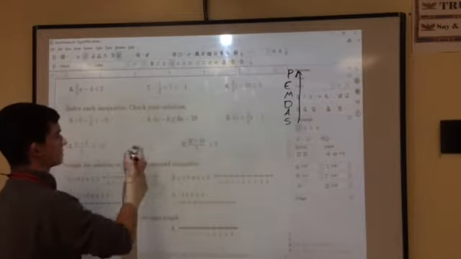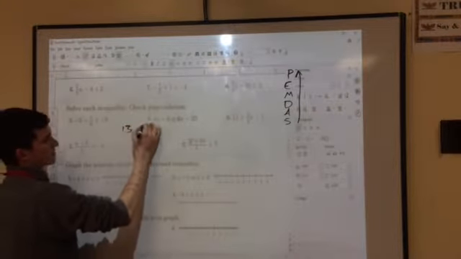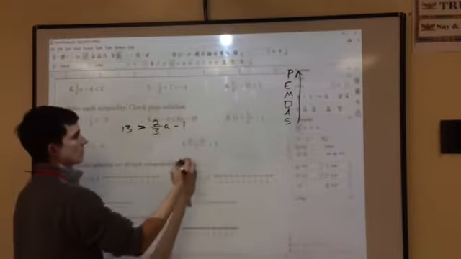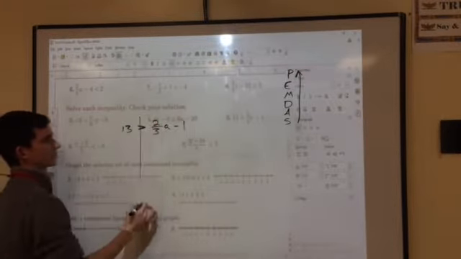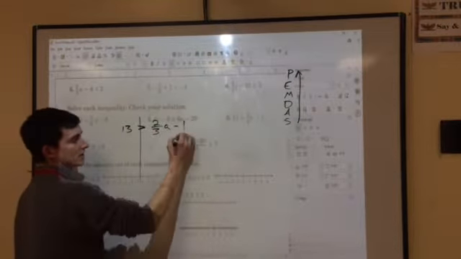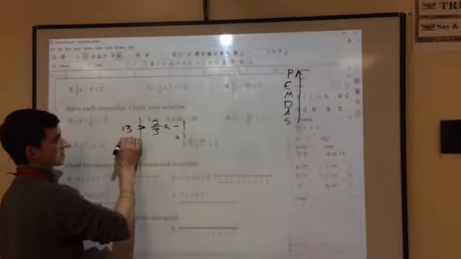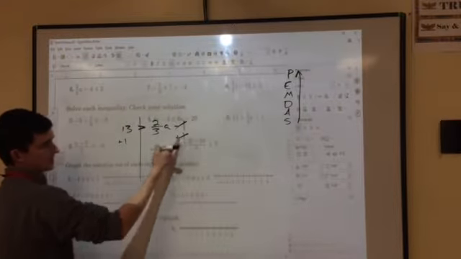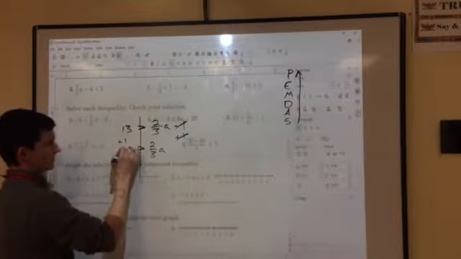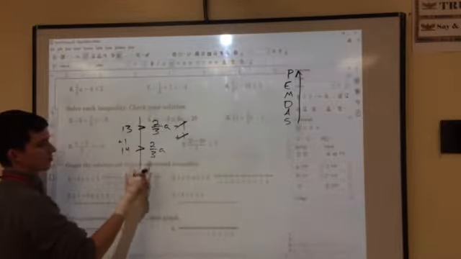All right. Doing number 5. Number 5 is 13 greater than 2 over 3a minus 1. Okay, so if I'm solving for a, I need to get rid of 2/3 and that minus 1. Start off with the minus 1. Opposite of minus 1 is plus 1. And this is going to be 14 is greater than 2 over 3a.